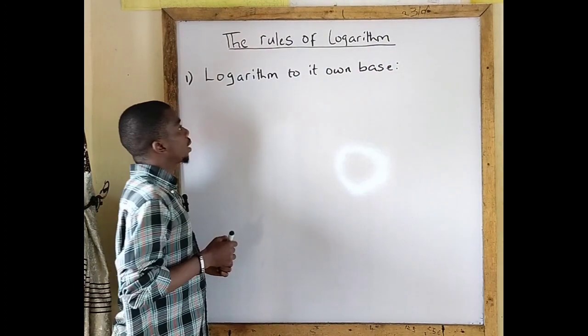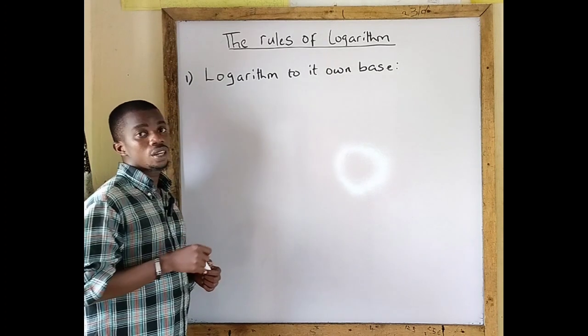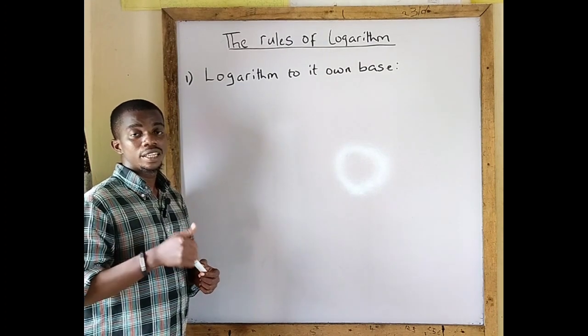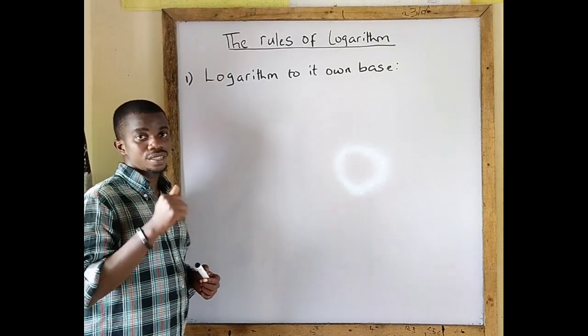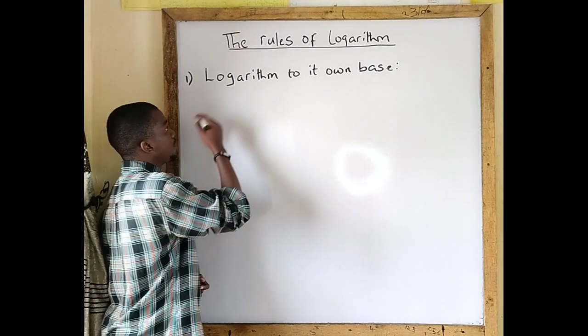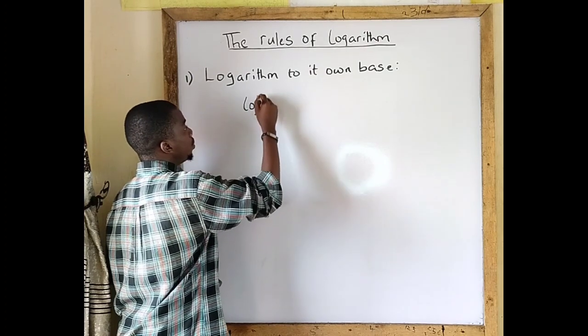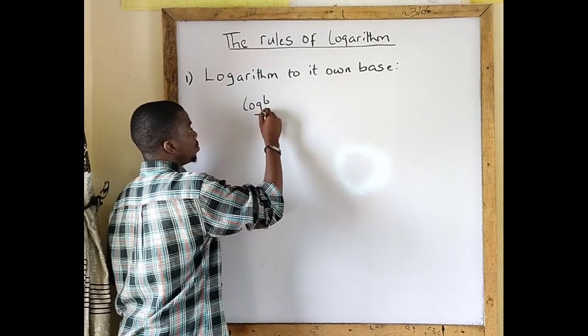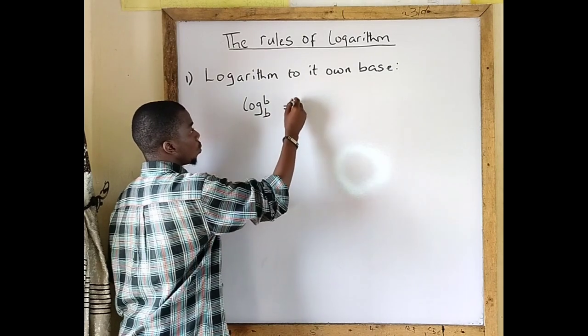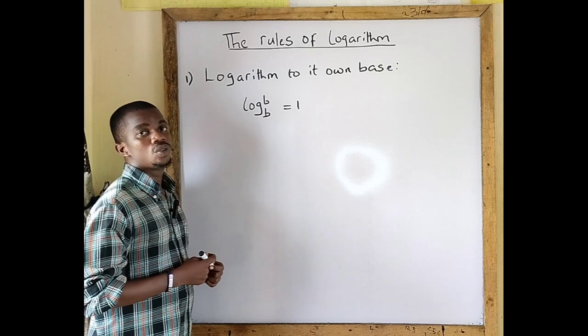All right, logarithm to its own base. This rule says that whenever a log of a number has the same base, it is equal to 1. This is what I mean: log b to base b is equal to 1. Any log to its own base is equal to 1.